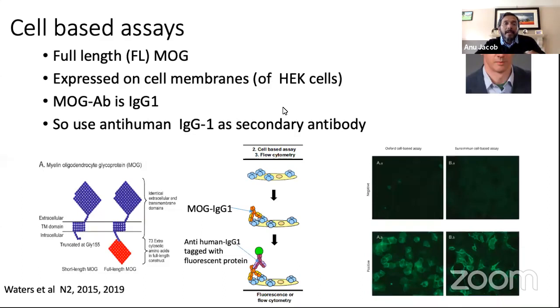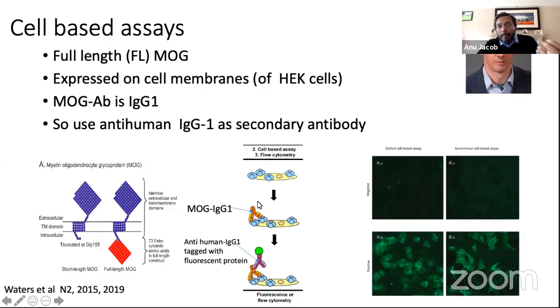So using plasmids and HEK cells, you create the expression, you express the protein on the cell surface, and we use the full length of MOG. That's the full length of MOG here, and that's the short form. We use the full length of MOG expressed on cells, and then you expose the sera to it.